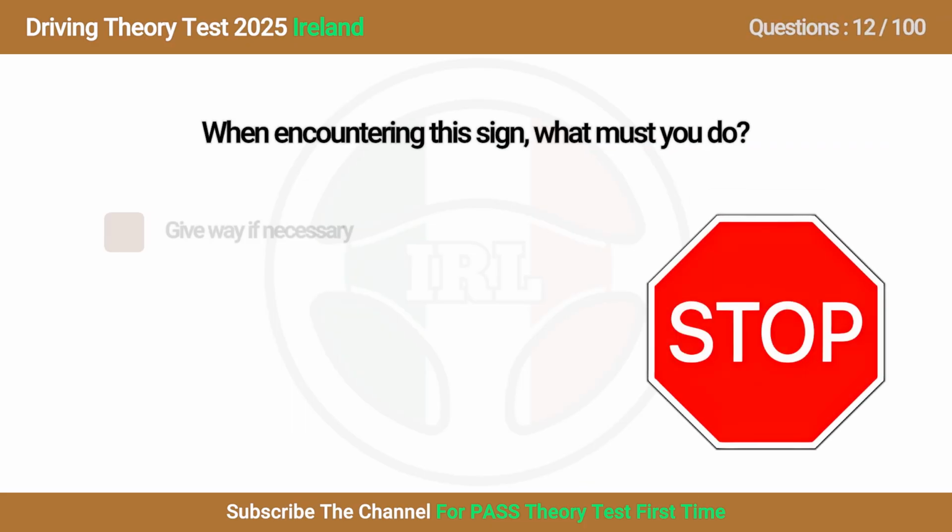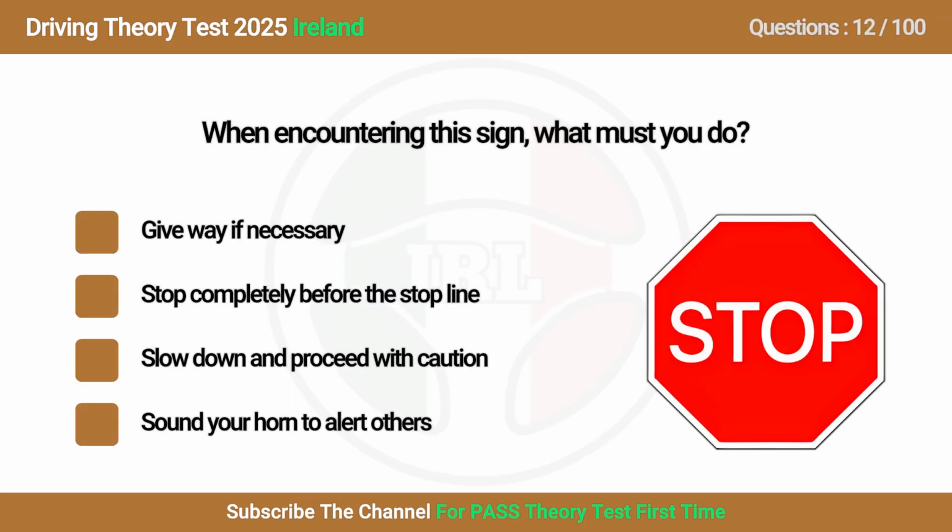Question 12. When encountering this sign, what must you do? A. Give way if necessary. B. Stop completely before the stop line. C. Slow down and proceed with caution. D. Sound your horn to alert others.